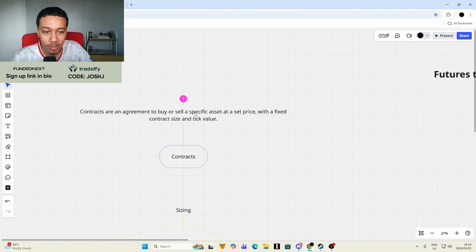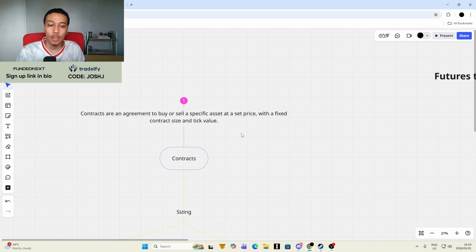Contracts are an agreement to buy or sell a specific asset at a set price with a fixed contract size and tick value, right? Now, futures contracts is basically you saying you're going to buy a specific amount in the future, if that makes sense. So it's kind of like when you buy the contract, it's like you signing, you're going to buy it in the future, basically. You guys get what I mean?